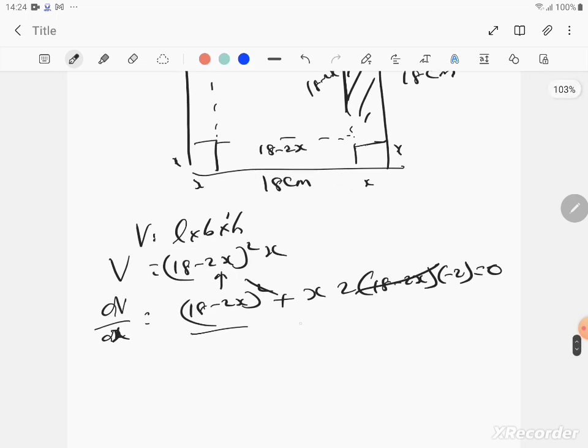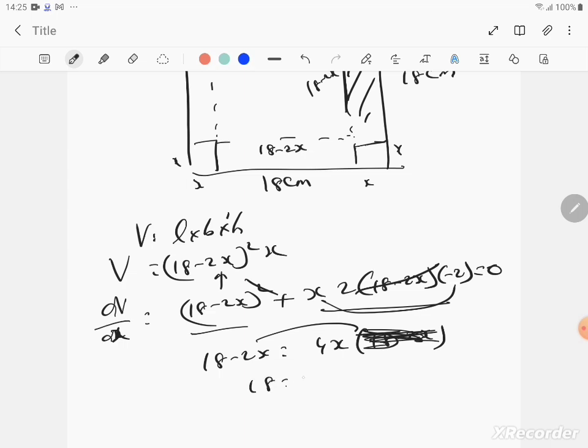So then therefore this is equal to this. So 18 minus 2x is equal to 2 into 2x into 18 minus 2x. So 18 minus 2x got cancelled here. Yeah. So take it, that's it. 18 is equal to 6x, so x is equal to 3. So the part that you should cut off is 3 centimeter. So 3 plus 3, 9 is cut off.